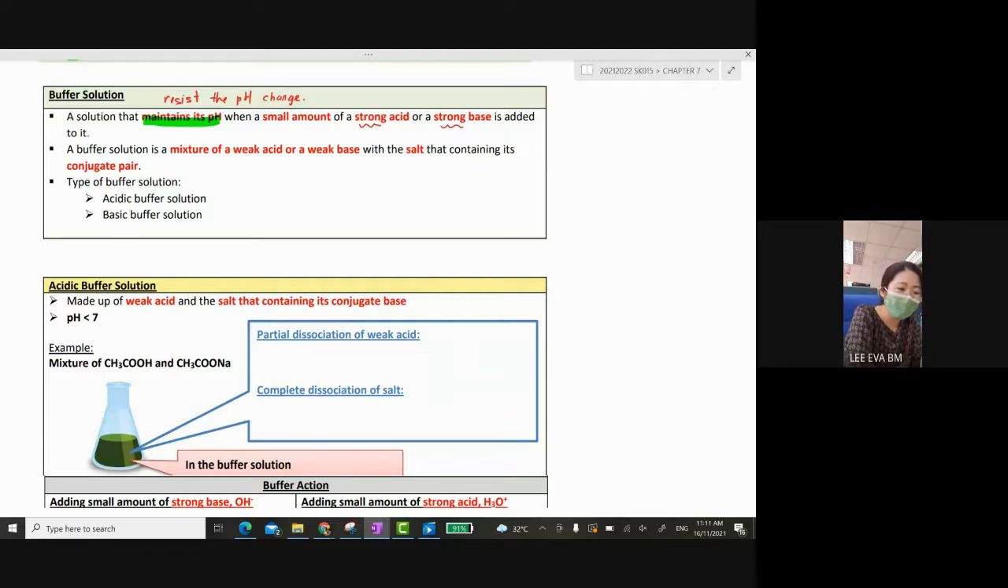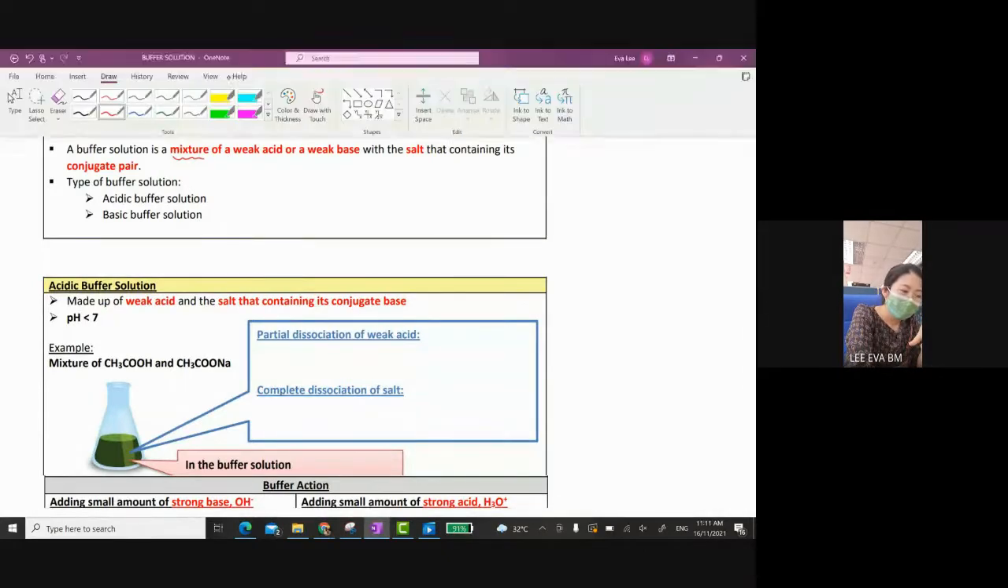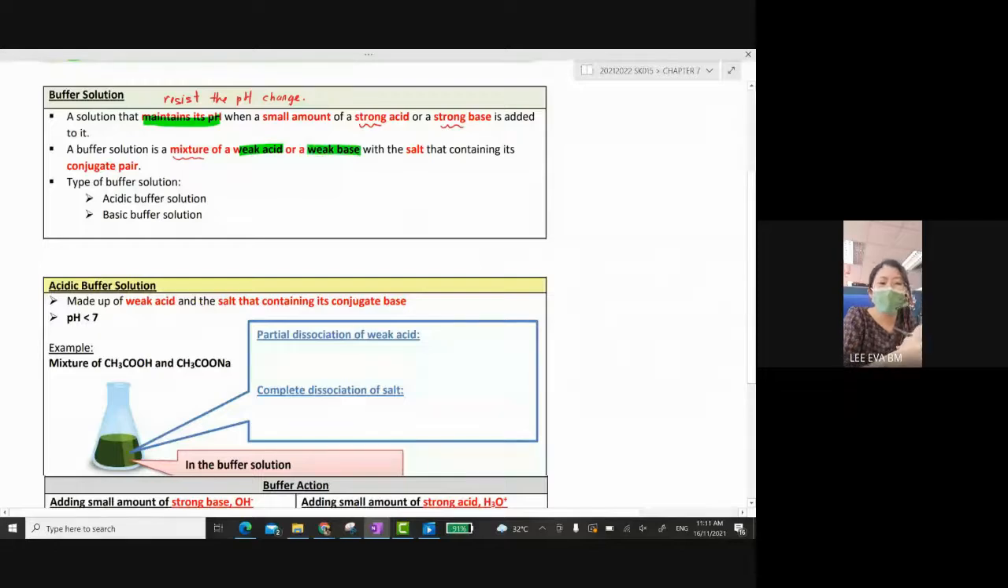So a buffer solution is a mixture of a weak acid or weak base with the salt containing its conjugate pair. So let's say if you're having a weak acid, then you are having the salt containing the conjugate base. So weak acid and conjugate base. So ini adalah satu pasangan. Okay, and then if you're containing a weak base, then it will be together with the salt containing its conjugate acid. Satu pasangan. Weak base, conjugate acid. Okay, so it is categorized into two types of buffer. We have acidic buffer, we have basic buffer.